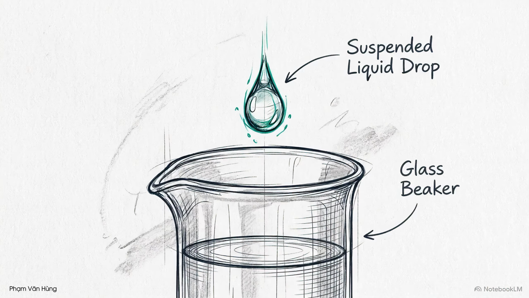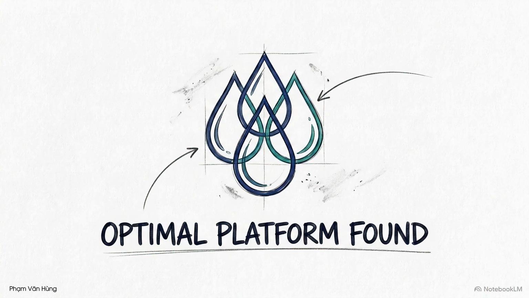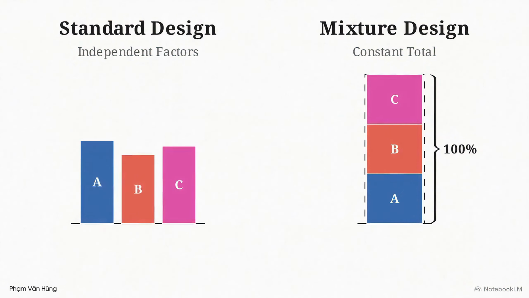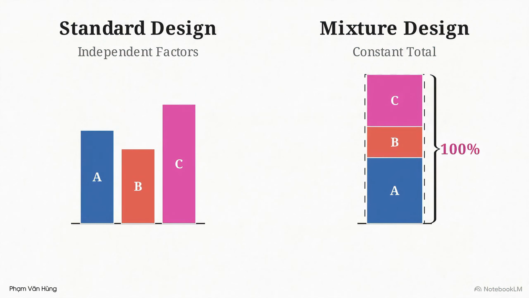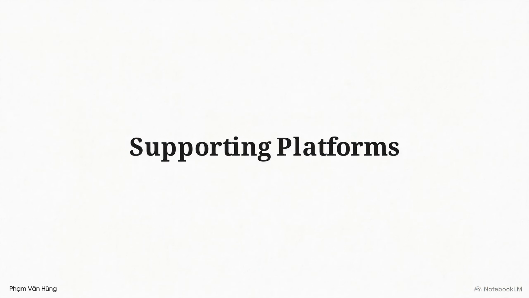Consider a scenario where you are optimizing a liquid product. If your requirement is that the total volume of all chemicals must always equal 1 liter, which design platform should you select? This requires a mixture design. Standard designs treat factors as independent, but the mixture platform accounts for the fact that these ingredients are mathematically linked by a constant total. Once a design is constructed, you move to the supporting platforms.